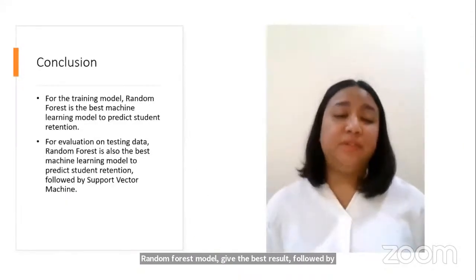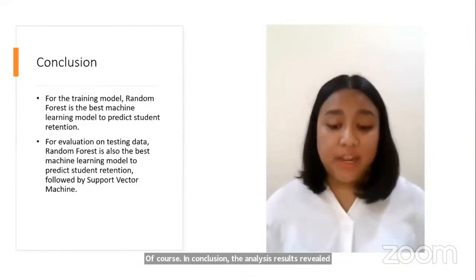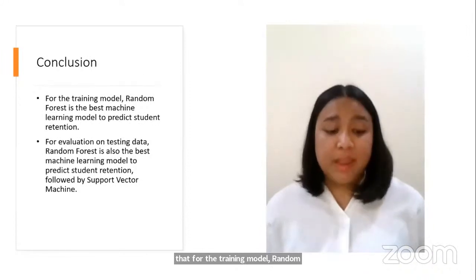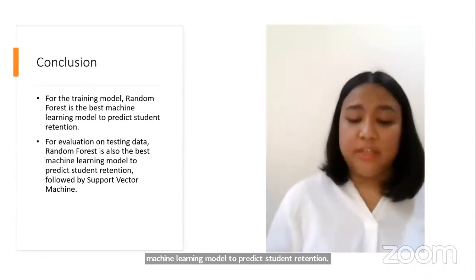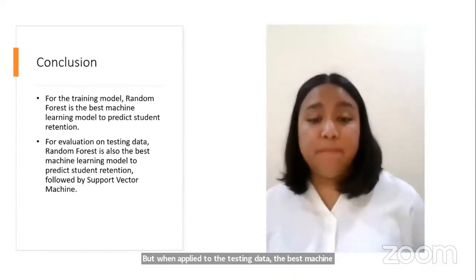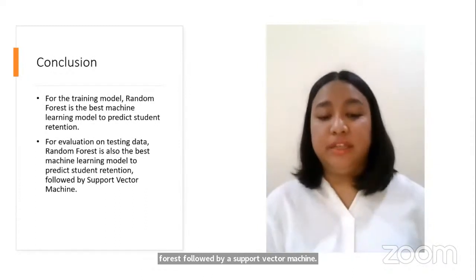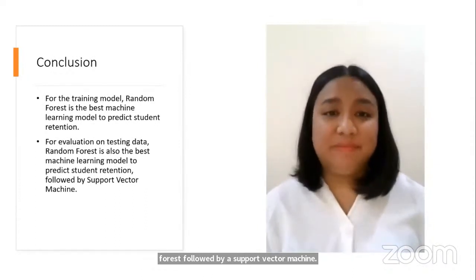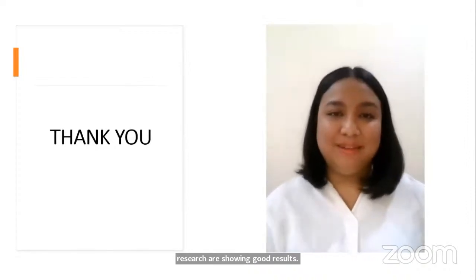In conclusion, the analysis results reveal that for the training model, random forest is the best machine learning model to predict student retention. But when applied to the testing data, the best machine learning model to predict student retention is random forest, followed by support vector machine. Nevertheless, all machine learning models in this research are showing good results. That is all about the paper I wrote, and thank you so much for listening.